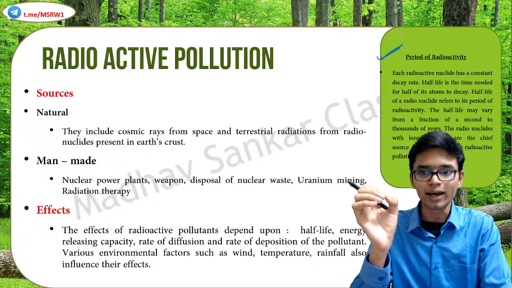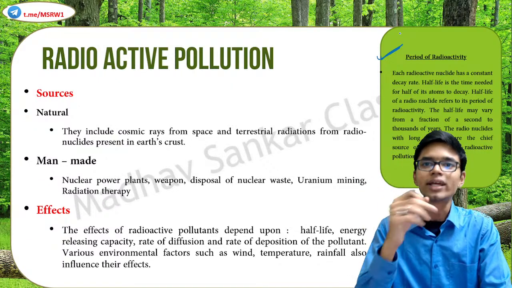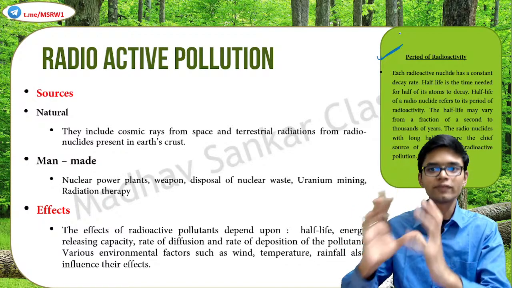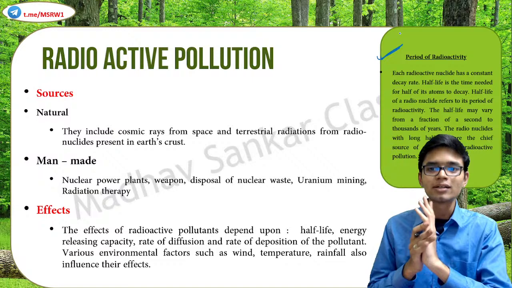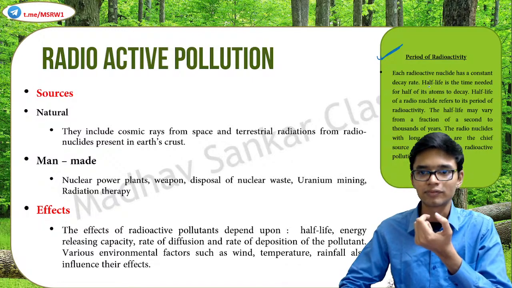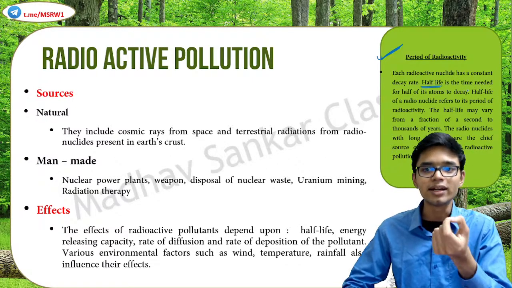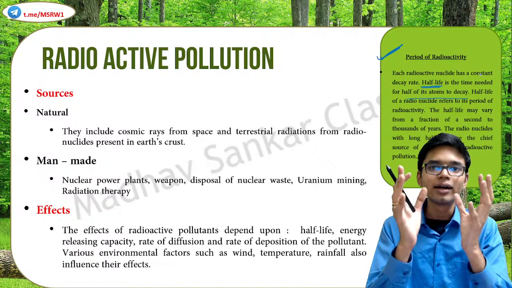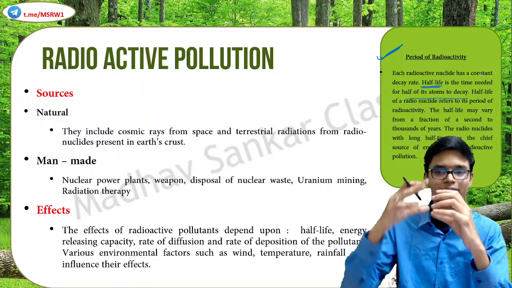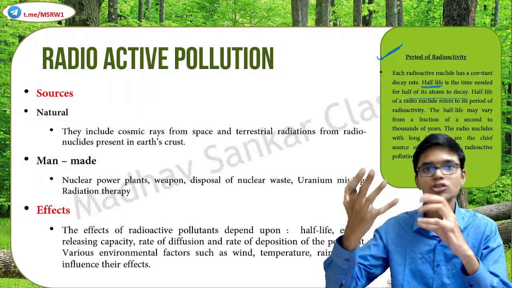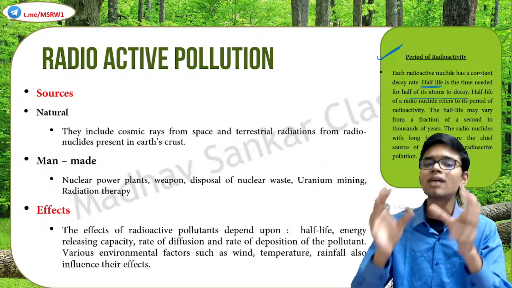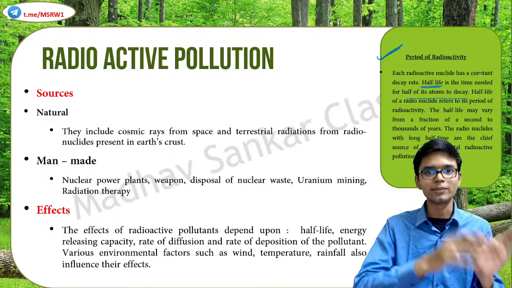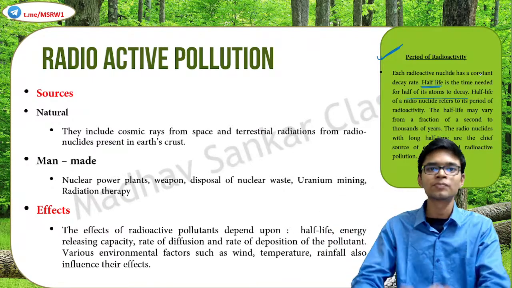Every radioactive nucleus has a constant decay rate. It doesn't decay all of a sudden. There is a rate of decay. It takes some time. An associated term is half-life. Half-life is the time needed for half of its atoms to decay. If you have some nuclear material, its half-life means the time taken for half of its atoms to decay or decompose. And this half-life varies for different radioactive substances. It's something for uranium, it's something else for thorium, it's something else for another metal.